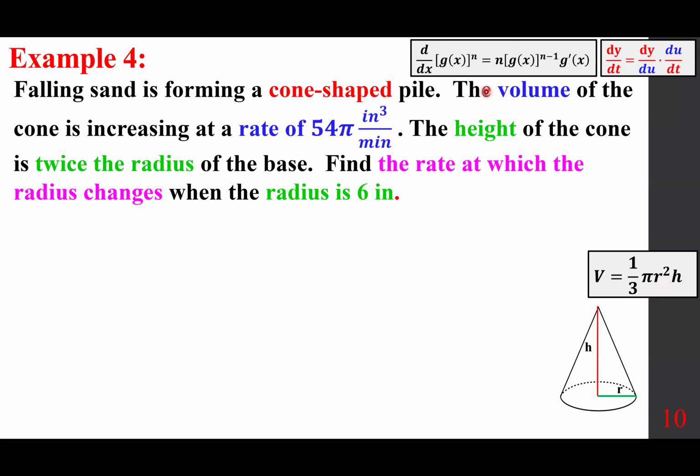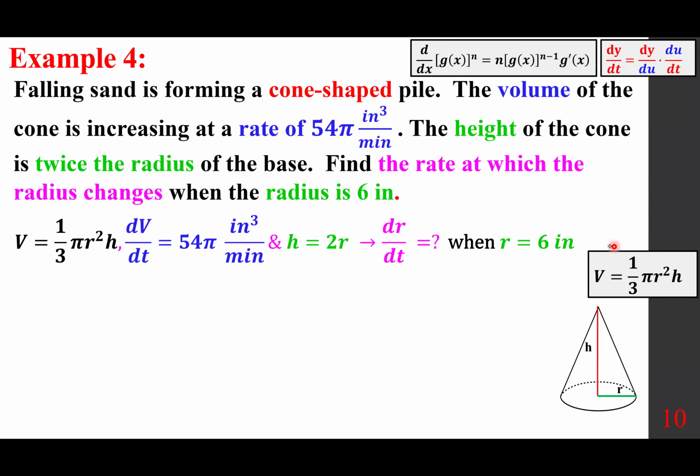Now we're going to go back and reread it again. So the volume is increasing at this rate. That means dV dt is 54 pi cubic inches per minute. Height, h, is twice the radius. h is 2r. Find the rate at which the radius changes, so find dr dt. At what point? When r equals 6 inches. So this is the translation of this question.